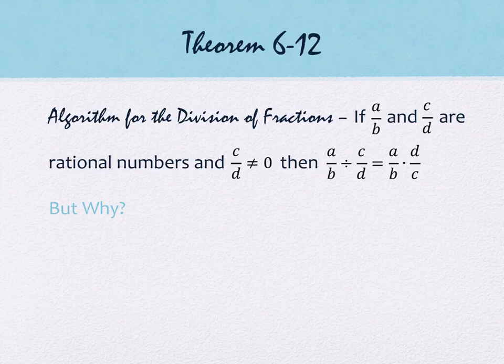I mean, why would that work? It's great that it does because we already know how to multiply, so great, but why would that work? Well, the reason it works is this. If we have a over b divided by c over d, another way to write that, in that sort of horrible fashion I mentioned a moment ago, is a double fraction.